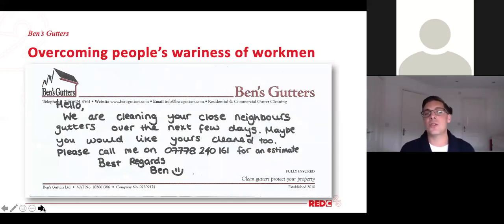Again, it's just a door drop, but I think this is really, really clever. Ben's Gutters are actually a nationwide company, and that's what they do. They basically send people around to your house to empty your gutters at the start of autumn. What I think is really clever about this is that they've gone to the trouble of making this look like it's handwritten. So actually, if you Google this, you'll find other examples of this.